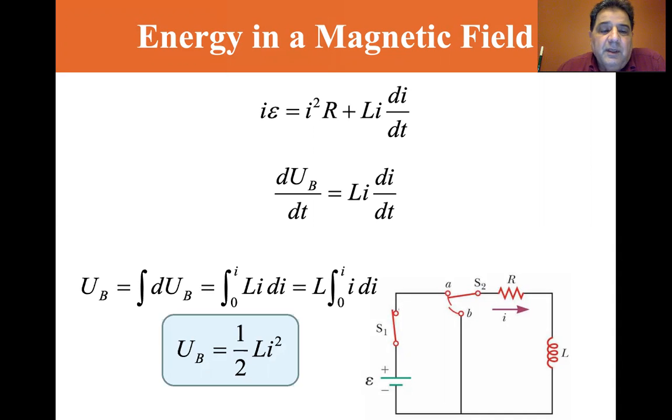And so U_B equals the integral of dU_B, which equals the integral of L I di from 0 to I. We can take out the L because it's a constant. So L times the integral from 0 to I of I dI is equal to 1/2 I squared. And that's the indefinite integral. If you substitute, of course, 0, you get 0, and you get I, you get 1/2 I squared, and it's all times L. So the energy stored in an inductor is 1/2 L I squared.